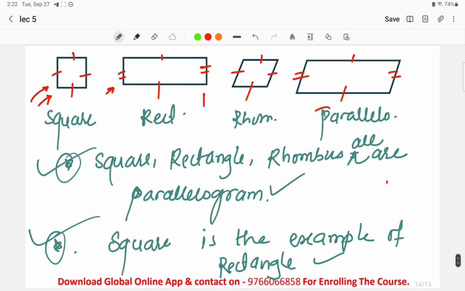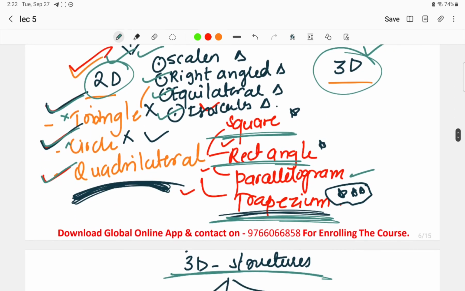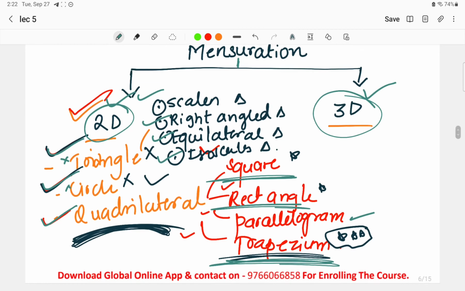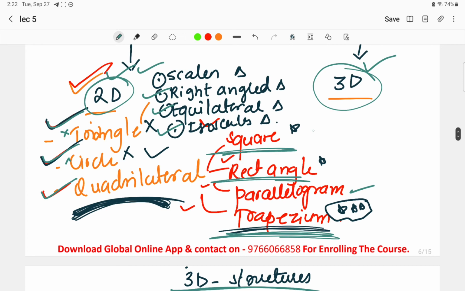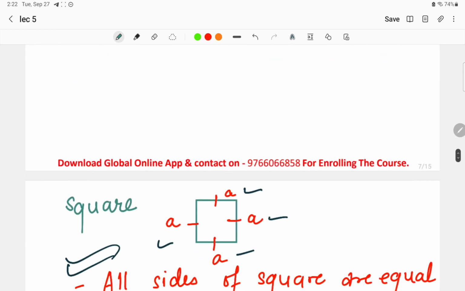square. Okay, so the things that we have learned in today's lecture, the very basic things: in mensuration there are two types of structures, 2D and 3D. In 2D structure, triangle, circle and quadrilateral. In 2D we have seen the scalene, right angle triangle, equilateral and the isosceles triangle. In quadrilateral we'll see the structures of square, rectangle, parallelogram and trapezium, as I told you. In 3D we'll see the structures in detail about the cube, cuboid and cylinder.